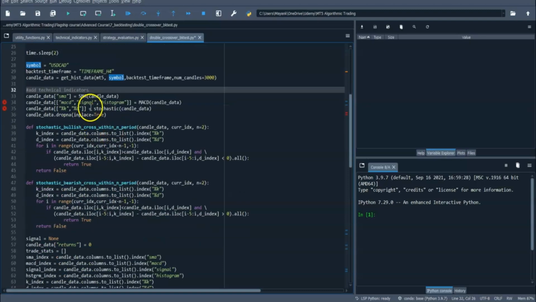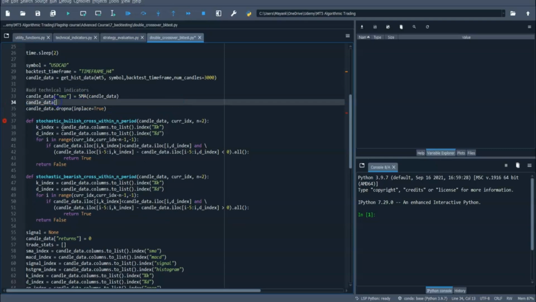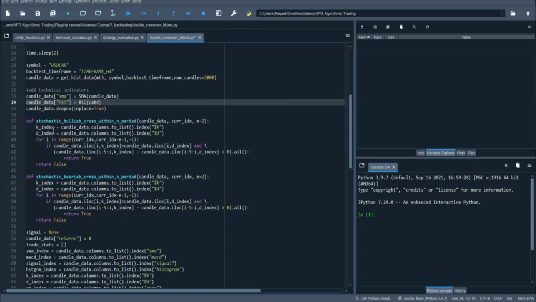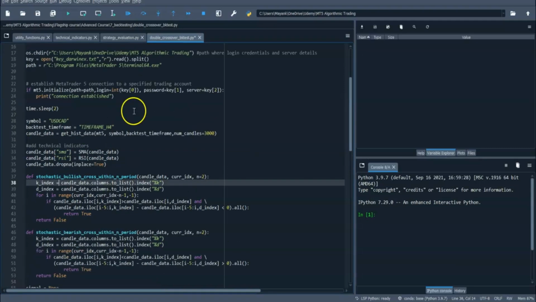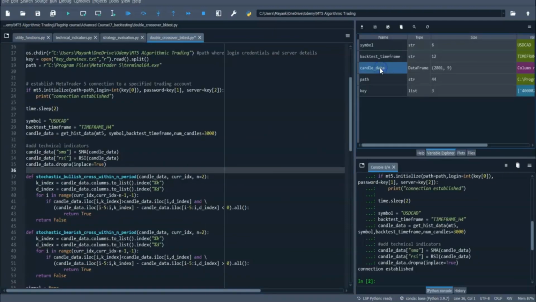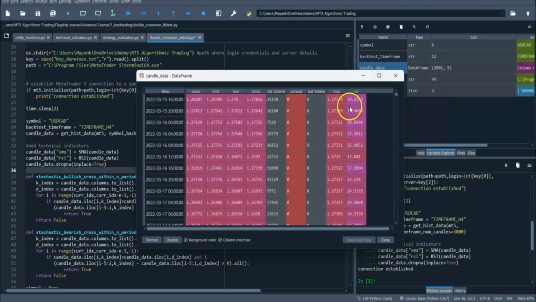Alright, and then I don't need MACD and all that, so let me remove this. All I need is RSI, and I can get that by calling the RSI function, candle data. Alright, so let me run the code till this point. We've got the candle data. Let's see how it looks. It has around 3000 rows, and it has the SMA and the RSI columns.